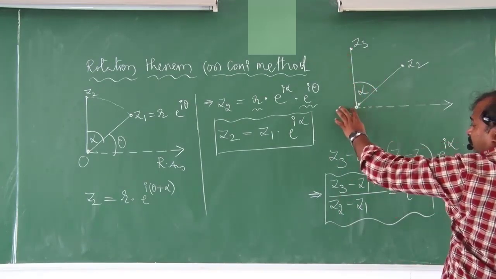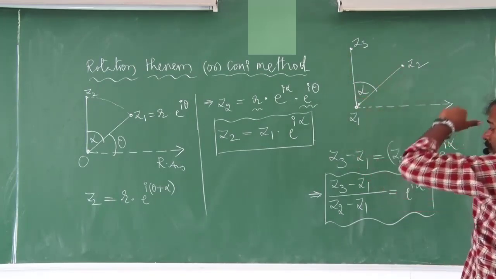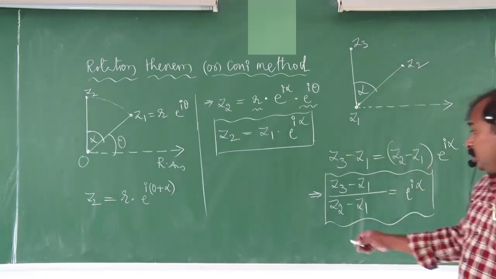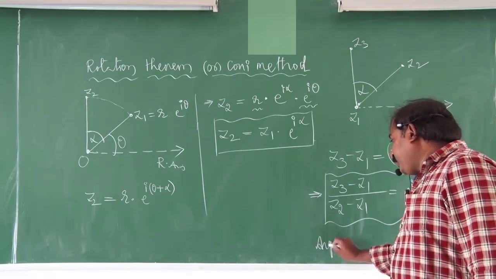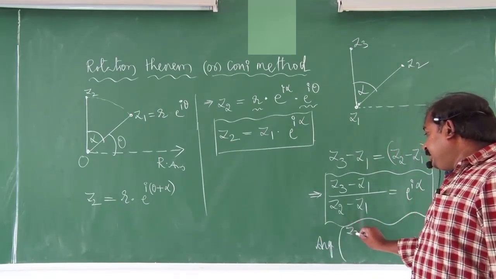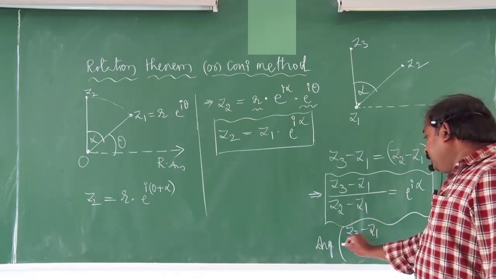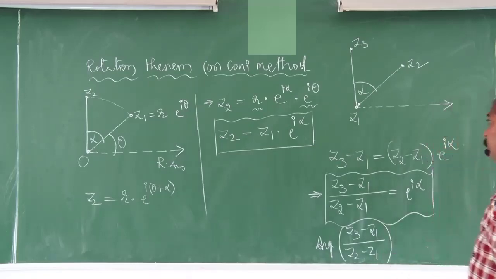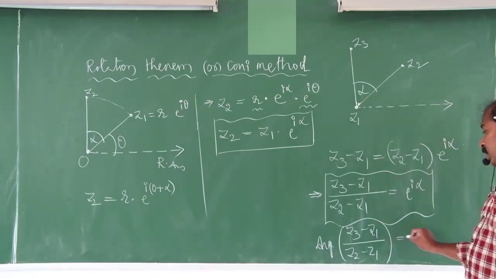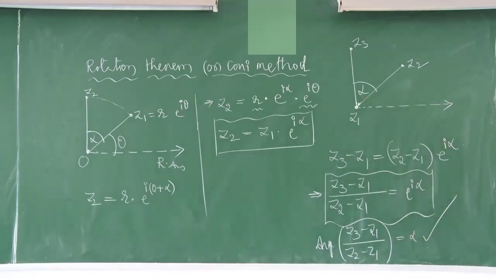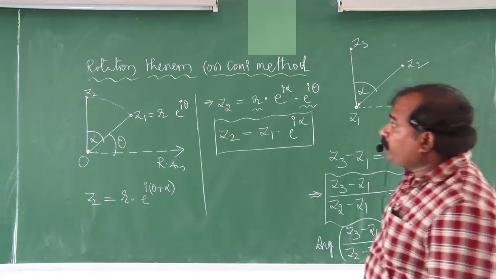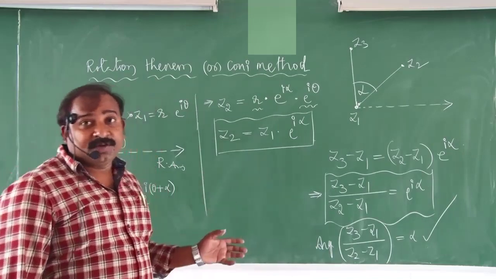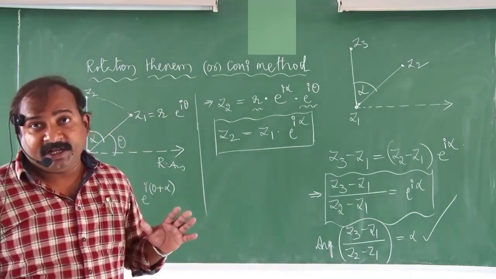Z3 minus this value is 1. Here they will mention the argument of (Z3 minus Z1) by (Z2 minus Z1). What is the argument value? Nothing but alpha. This is alpha, like this. So this is known as the rotation theorem or Koni method. When we are doing bits, this concept we can apply.